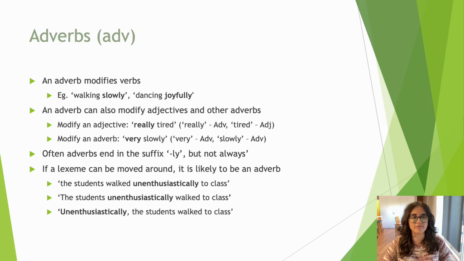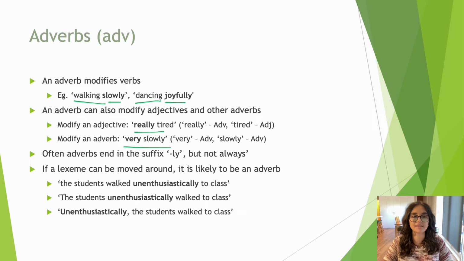Adverbs modify verbs. So in this example at the top, we have walking, which is a main verb, and slowly, which is the adverb. Dancing, main verb, joyfully, adverb. An adverb can also modify adjectives and other adverbs. So for example here, modifying an adjective, really tired. Really is the adverb and tired is the adjective. Modifying an adverb, very slowly. Very is the adverb, slowly is also an adverb. So an adverb mostly modifies verbs, but it can also modify adjectives and other adverbs.